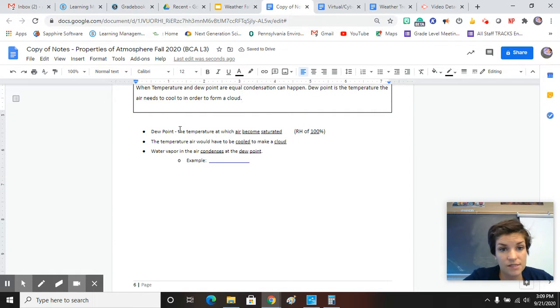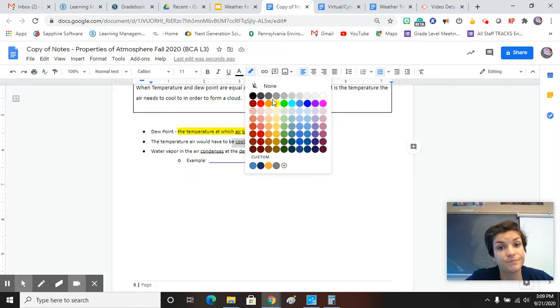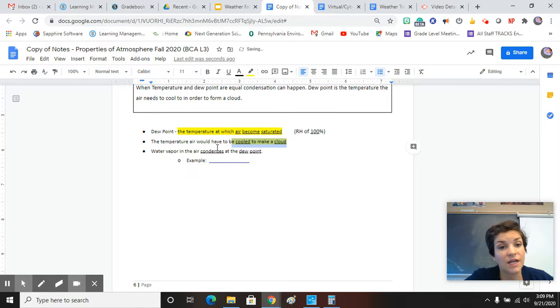Dew point is the temperature at which air becomes saturated. So when the air temperature reaches dew point temperature, relative humidity is going to be 100%. It's going to become saturated. The temperature air would have to cool to make a cloud. We just said that. And the water vapor in the air condenses at the dew point, okay?